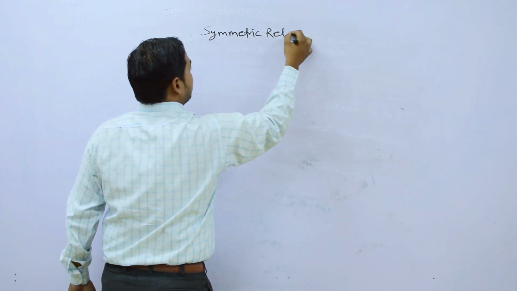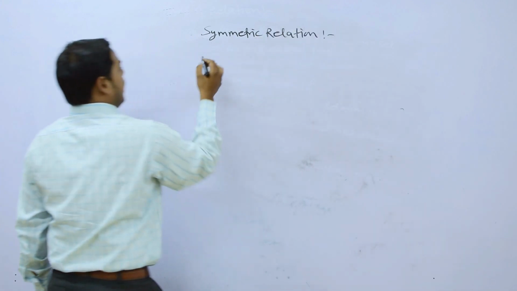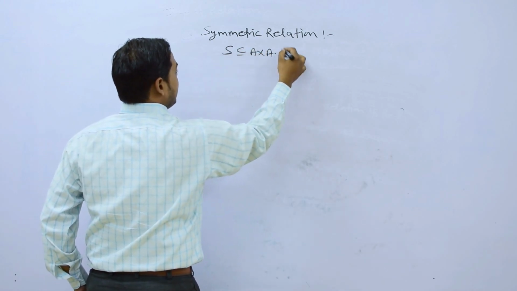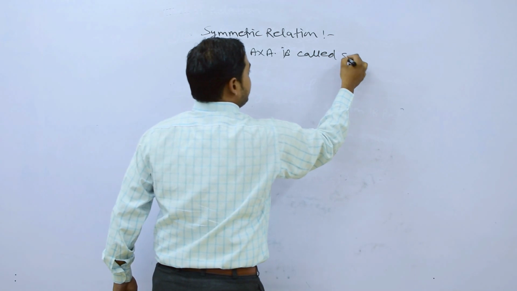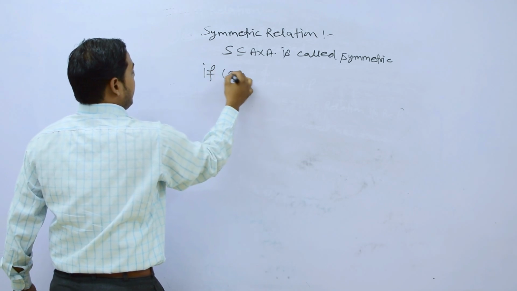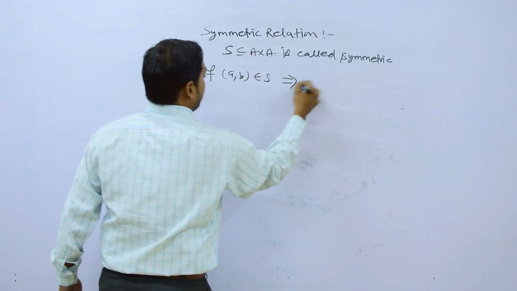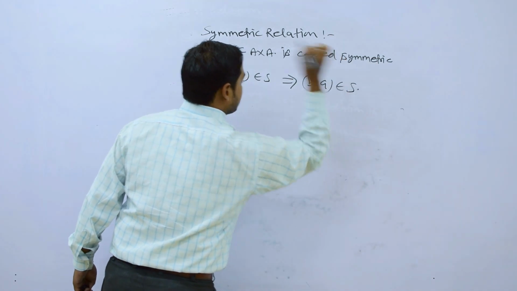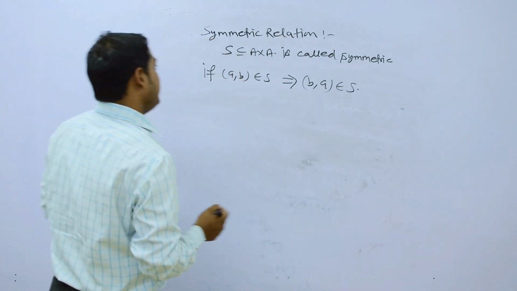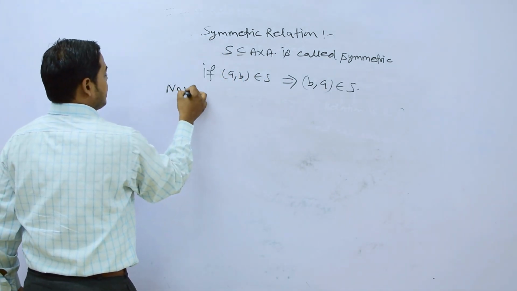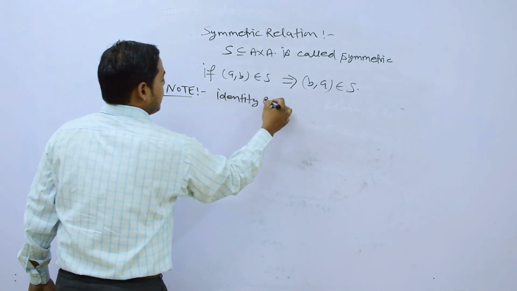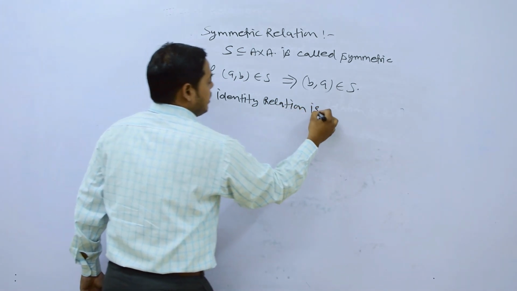Now we know symmetric relation. A relation S, which is a subset of A cross A, is called symmetric if (a,b) belongs to S implies (b,a) also belongs to S. Then such a relation is called symmetric relation. Note, we observe that identity relation is symmetric.